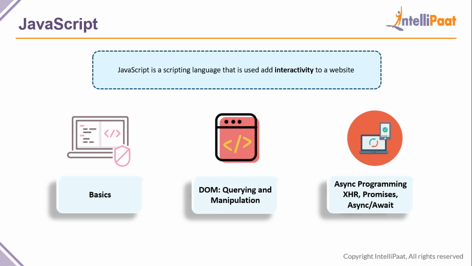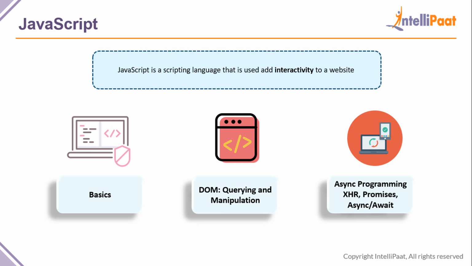These include XHR, which stands for XML and HTTP requests, promises, and async await. Async await are quite recent, so in the ES7 spec. Promises are also widely used, and XHR are quite old, so most people don't use XHRs.